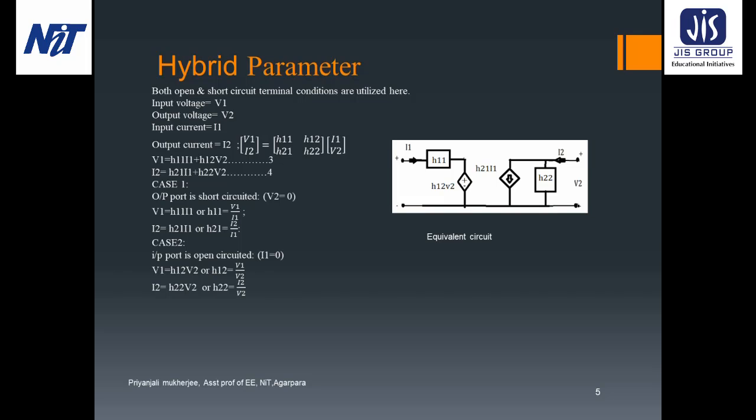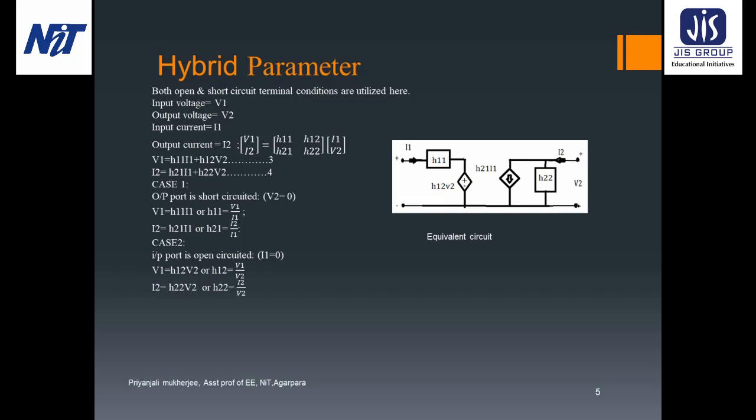And for the second case, we are considering that the input port is open circuited, and when the input port is open circuited, then the I1 current is 0. At this condition, when I1 is 0, we find from equations 3 and 4 that H12 equals V1 by V2 at the condition I1 equal to 0, and it is known as the reverse voltage gain. Whereas H22 is the ratio of I2 by V2 at the condition I1 equal to 0, and this is known as the output admittance.